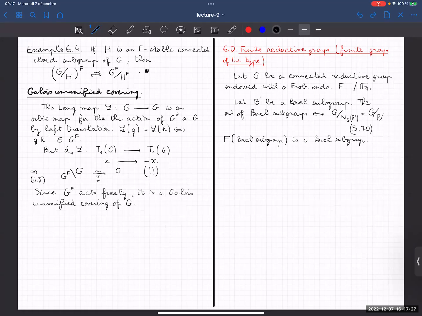So we can endow the set of Borel subgroups with a structure of variety, and this variety is endowed with the Frobenius endomorphism. So the variety of Borel subgroups, that's what we call the flag variety, defined in the last lecture over F_q. Now, G acts transitively on this variety, so the variety is a single orbit. Since it is a single orbit, the first statement of Proposition 6.3 implies that there exists an F-stable Borel subgroup.